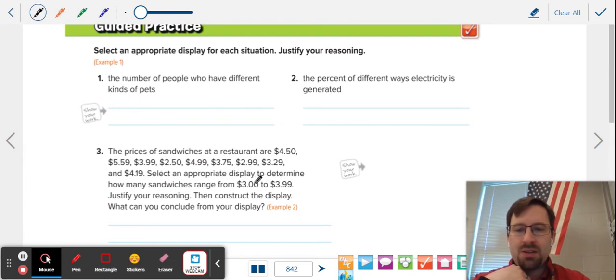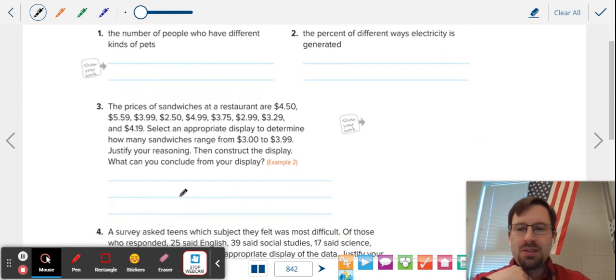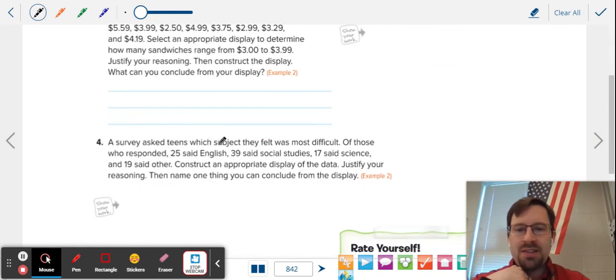Select an appropriate display to determine how many sandwiches range from $3 to $3.99. Here you might want to do a histogram by dollars: $1 to $1.99, $2 to $2.99, $3 to $3.99, and then make a little histogram. A survey asked teens what's most difficult: English, social studies, science, and other. Here's probably a bar graph. You have 4 different clear categories, and there you have it.